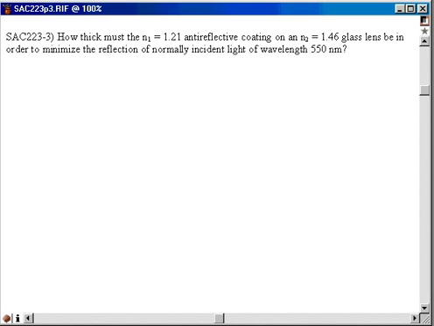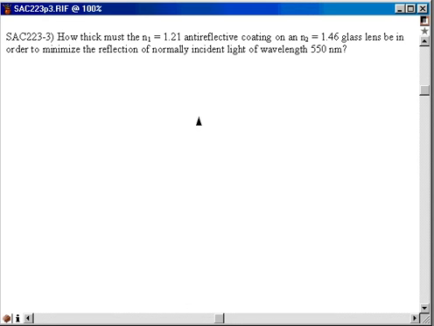Problem number 3 wants to know, how thick must the n1 equals 1.21 anti-reflective coating on an n2 equals 1.46 glass lens be in order to minimize the reflection of normally incident light of wavelength 550 nanometers?